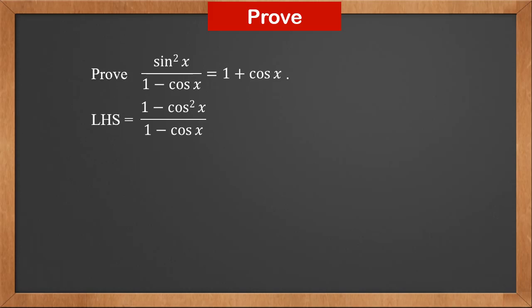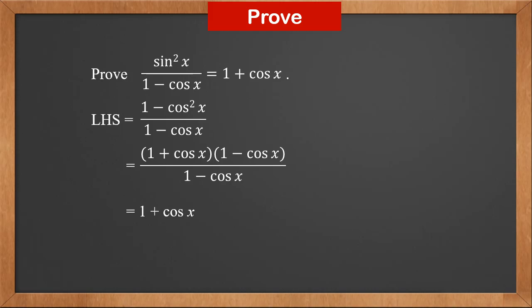We can use the two identities to prove other identities. For example, prove sine squared x over 1 minus cosine x is 1 plus cosine x. We start with the left-hand side. We know sine squared x is 1 minus cosine squared x. We write, LHS equals 1 minus cosine squared x over 1 minus cosine x. 1 minus cosine squared x can be factorized into 1 plus cosine x times 1 minus cosine x. 1 minus cosine x on both sides can be cancelled. Therefore it is equal to the right-hand side, or RHS.